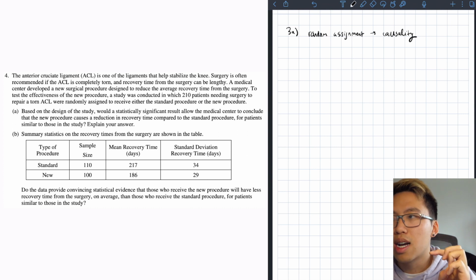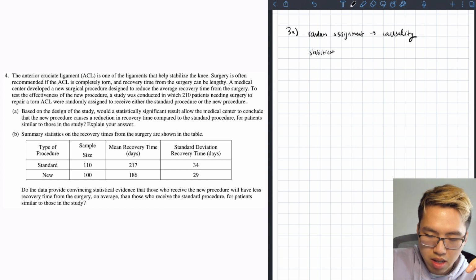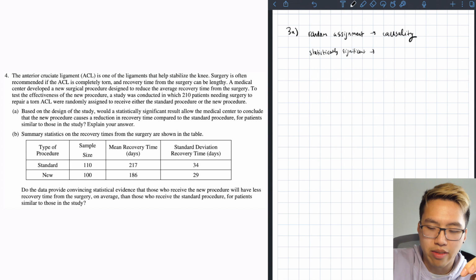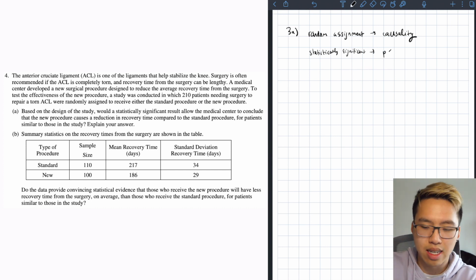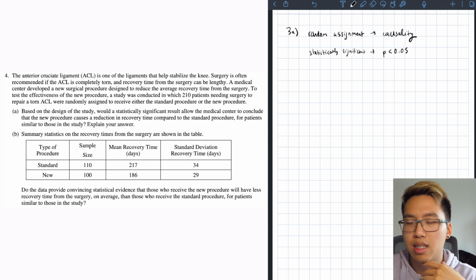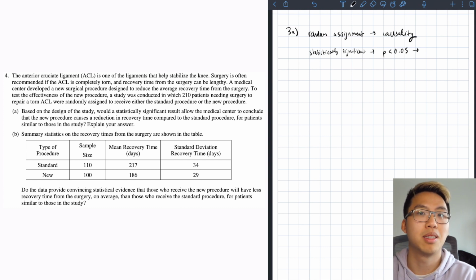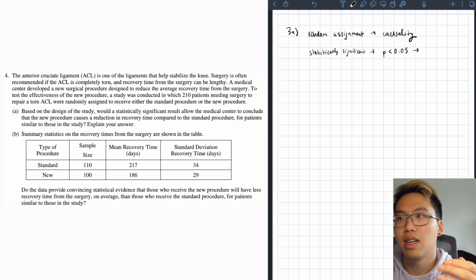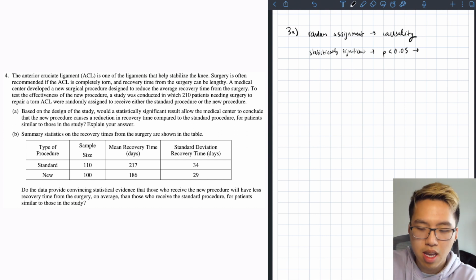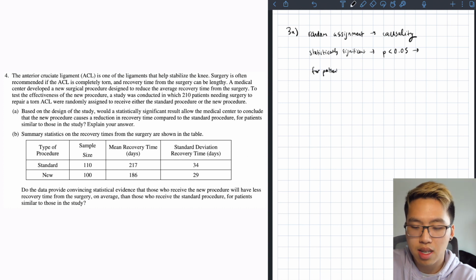And the next part is statistically significant, which what that means sort of conventionally is you do a hypothesis test and your p-value is less than 0.005, and that usually constitutes sufficient evidence to reject the null hypothesis and conclude that what you have observed is likely not due to chance. That's basically what you're saying. So would a statistically significant result allow the medical center to conclude that we see this effect? Yes. And there's also another key part in this question: for patients similar to those in the study.